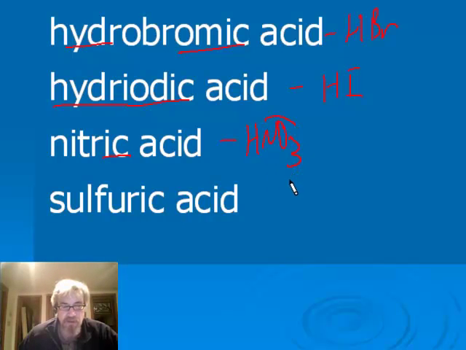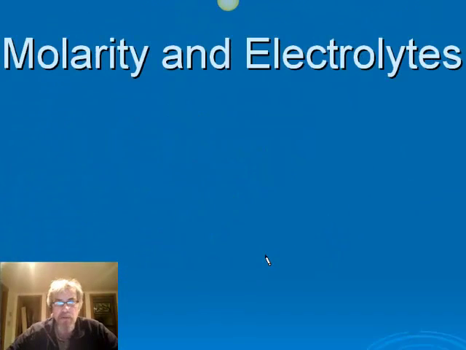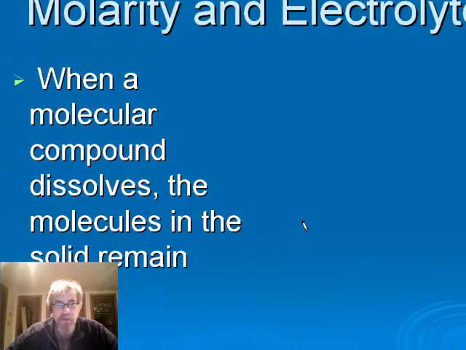You can recognize the nitrate, NO3 ion there. And sulfuric acid, sulfate ion. And we've seen this formula already, H2SO4. Those are the strong acids. Molarity is affected by electrolytes in the following way.